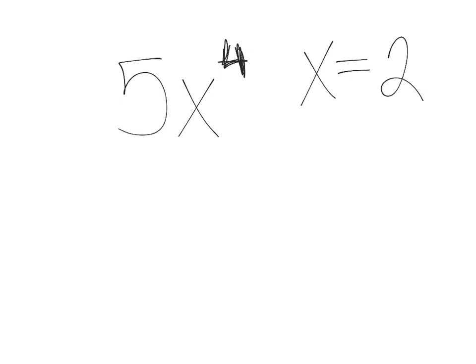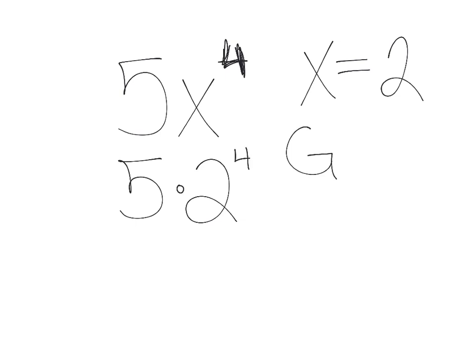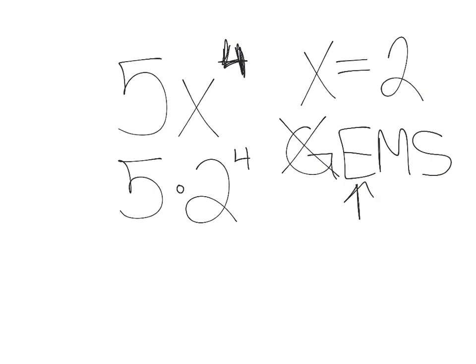All right, so I'm going to start by plugging in 2 for x. So instead of an x, I'm going to use a 2. So this is basically 5 times 2 to the fourth power. Okay, and remember GEMS. I don't have any grouping symbols, but I do have an exponent. This 4 is an exponent. So I got to do that first.